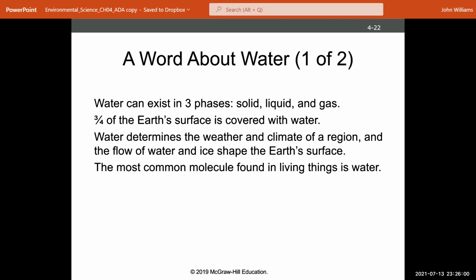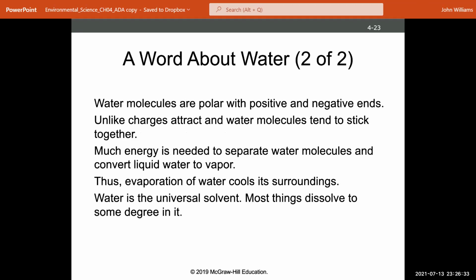And so the average temperature for, say, San Francisco doesn't change that much from summer to winter, whereas the average temperature for Merced goes from like 50 or 60 degrees in the winter to 90 degrees during the summer. Water is really big for regulating climate in a region. It's also the most common molecule found in living things, and it plays a really big part in how ions and molecules can move throughout our bodies.